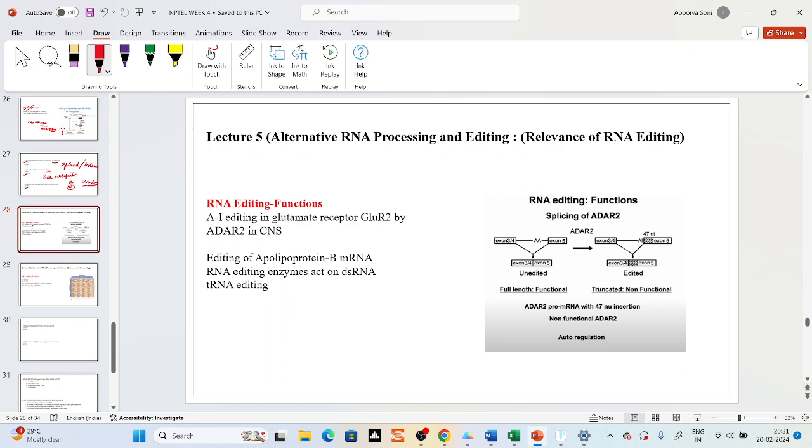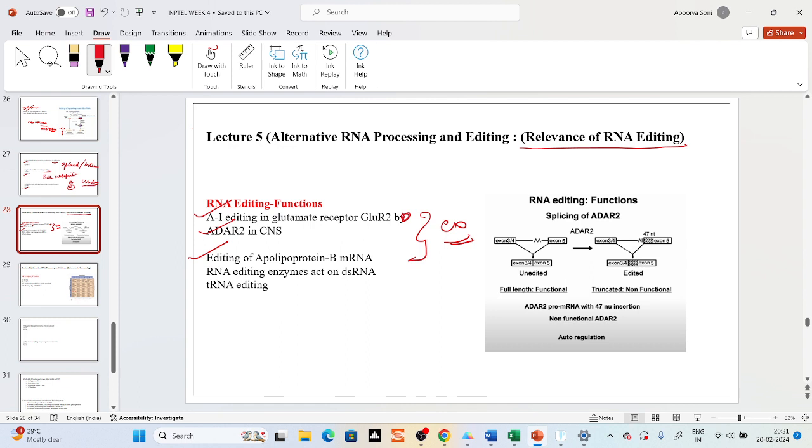So in lecture 5 they have talked about the relevance of RNA editing. So what are the functions of RNA editing? There are certain examples that they have given. They have given A to I editing, that means adenosine to inosine editing, that takes place in the glutamate receptor GLUR2. Then there is another example, ADAR2 editing in the central nervous system, and then editing of apolipoprotein B mRNA. These are the examples which show the relevance of RNA editing. These are just the examples, you have to go and see them.